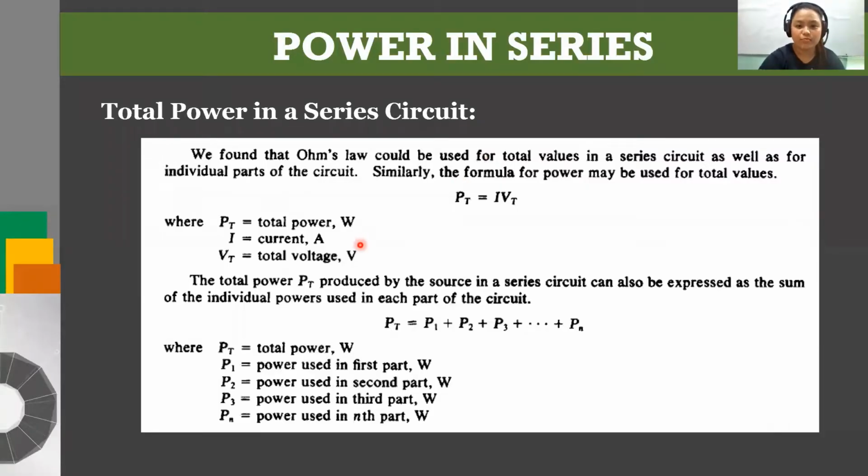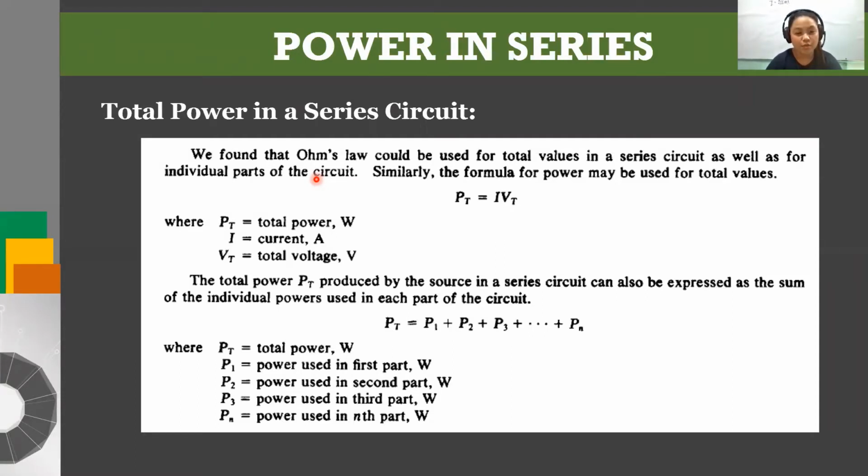Now let's talk about power in series. For the total power in a series circuit, we found that Ohm's law could be used for total values in a series circuit, as well as for individual parts of the circuit. Similarly, the formula for power may be used for total values, which is power total, denoted as P subscript T, equal to current multiplied by the total voltage. The current is in ampere and the total voltage is in volts.